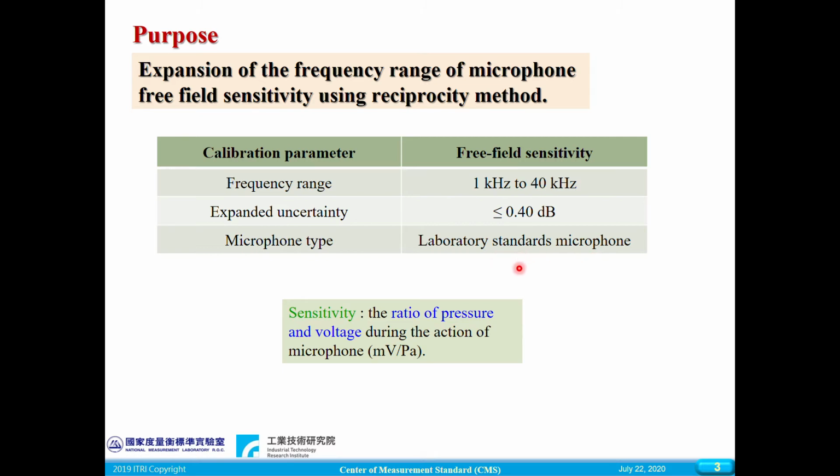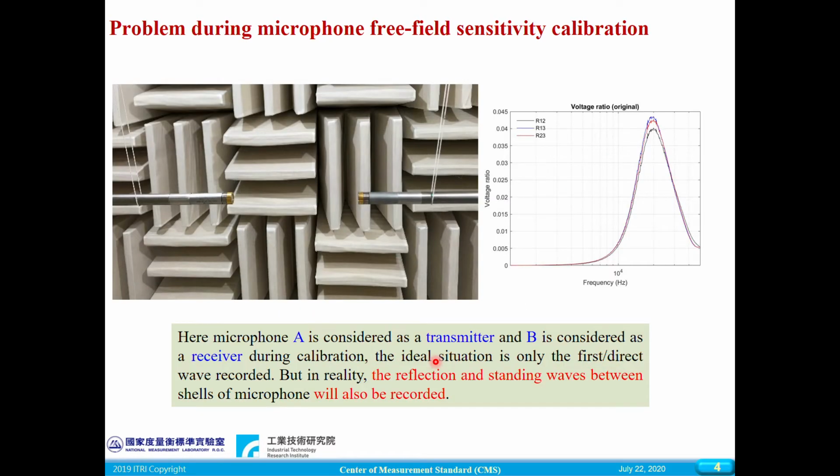And here, the sensitivity is defined as the ratio of voltage to pressure, with the unit millivolt per Pascal. In the free field calibration, the reciprocity property of microphones will be applied, where one microphone will transfer an electric signal to sound and act as a transmitter. The other one will act reversely as a receiver.